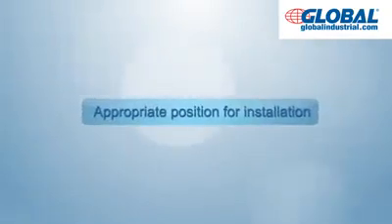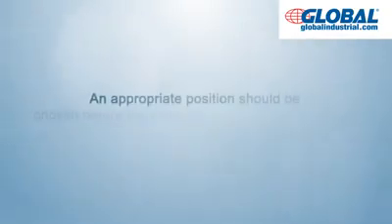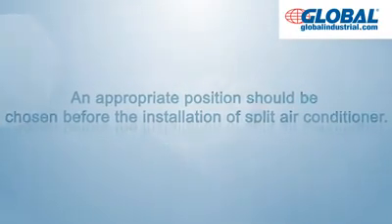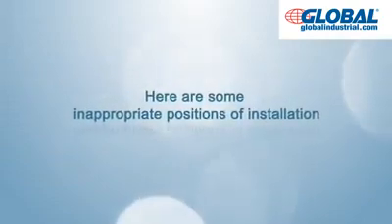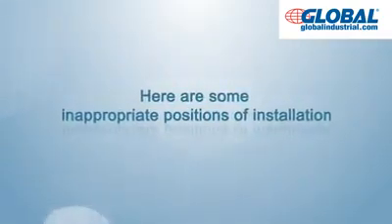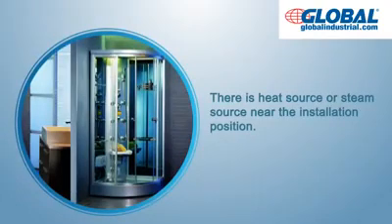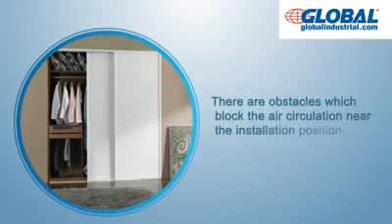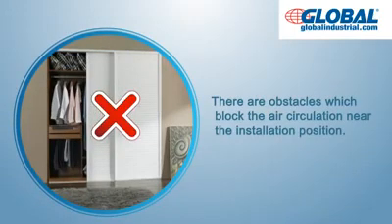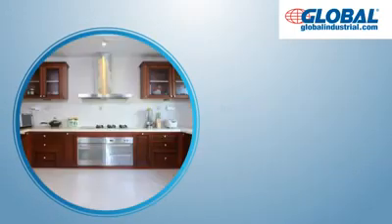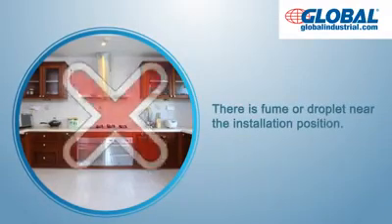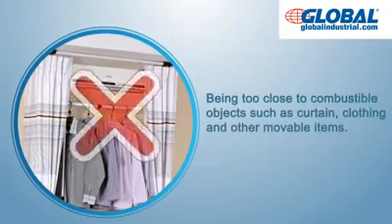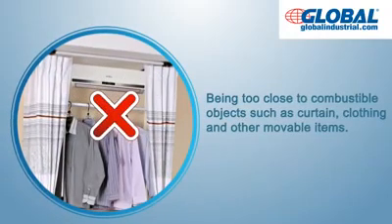Appropriate position for installation. An appropriate position should be chosen before the installation of split air conditioner. Here are some inappropriate positions of installation. There is heat source or steam source near the installation position. There are obstacles which block the air circulation near the installation position. There is fume or droplet near the installation position. Being too close to combustible objects such as curtain, clothing, and other movable items.